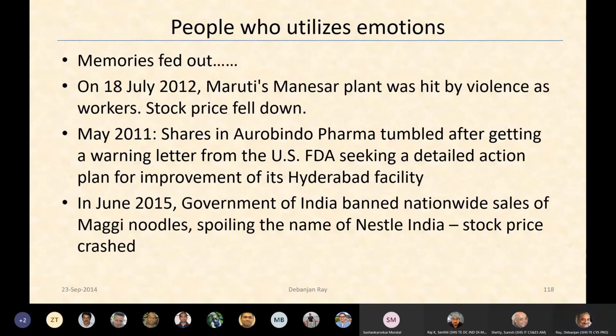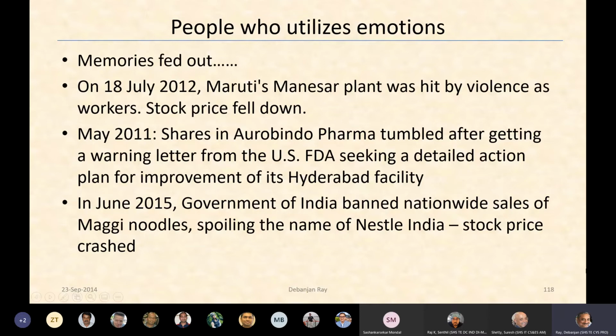Example: on 18 July 2012, Maruti, one of the biggest car makers in India, was hit by violence from the workers. The stock prices fell down. In fact, at that time I purchased a lot of stocks of Maruti and made phenomenal money, because that was typically the period of desperation and frustration.